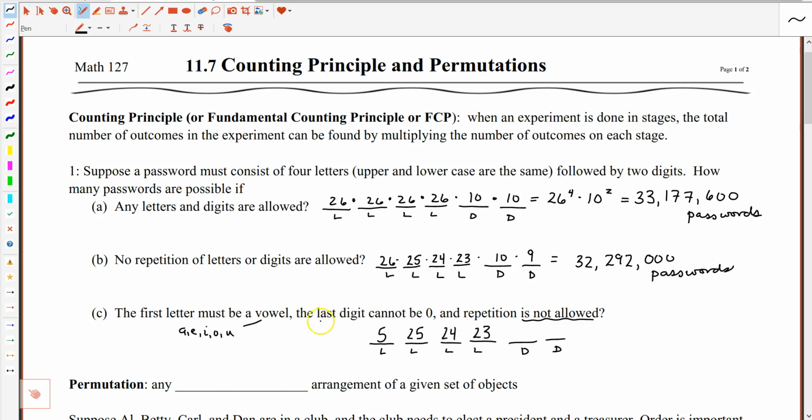The only restriction we're told is the last digit cannot be a 0. So in terms of this last digit spot, there are going to be 9 possibilities in there, specifically 1 through 9. And then once that digit is selected in this spot right here, there's only going to be 9 possibilities left because repetition is not allowed. So for this one, throwing all of that in your calculator, multiplying all that out, will give us 5,589,000 possible passwords.